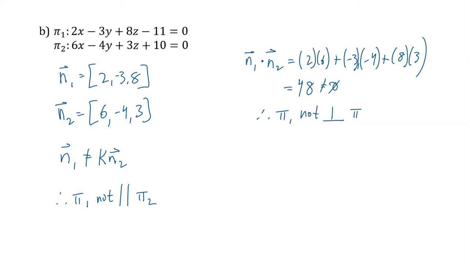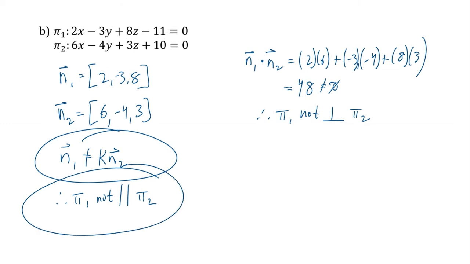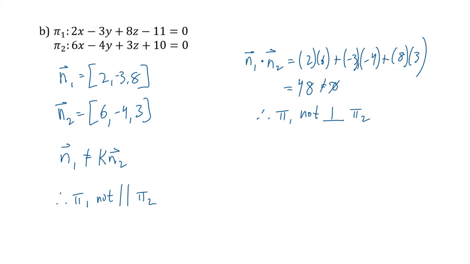perpendicular to plane 2. And in this case, since it's neither, I do have to make all of these statements, right? I have to show why they're not true. So I have to say not a scalar multiple of each other. I have to show that the dot product is not zero. And therefore, plane 1 and plane 2 are neither parallel or perpendicular.